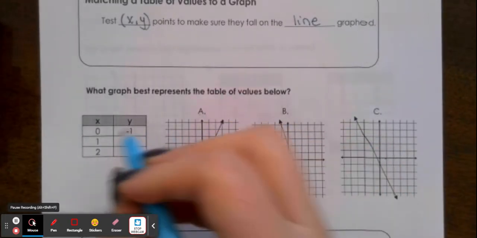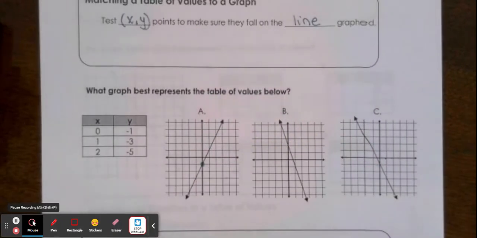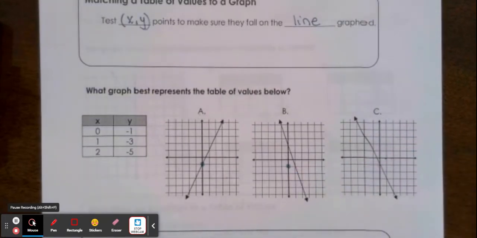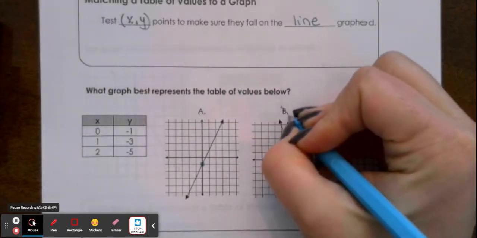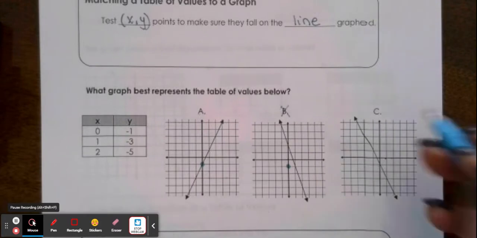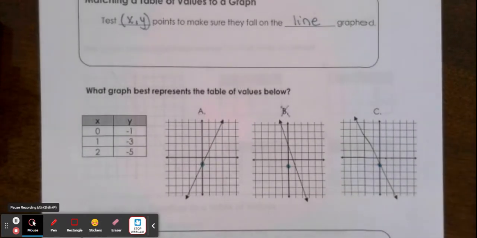If I look at A, I'm going to start at the origin, go to -1. Well, guess what? That works. Let's see if this point falls on line B. Start at the origin, go to -1. Does not fall on line B, so B is not a correct answer choice. Let's look at C. Go over 1, down. Indeed, C is a correct answer choice. So we have some possibilities, A or C.